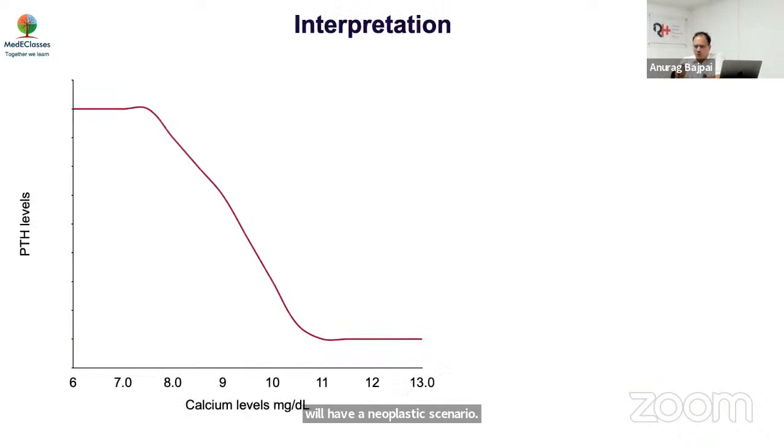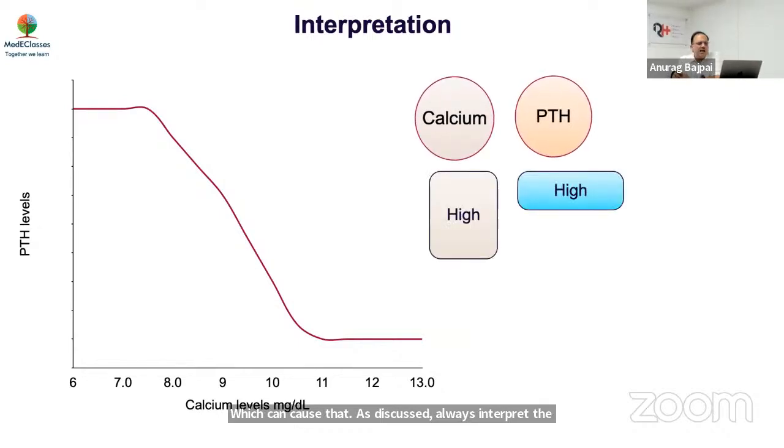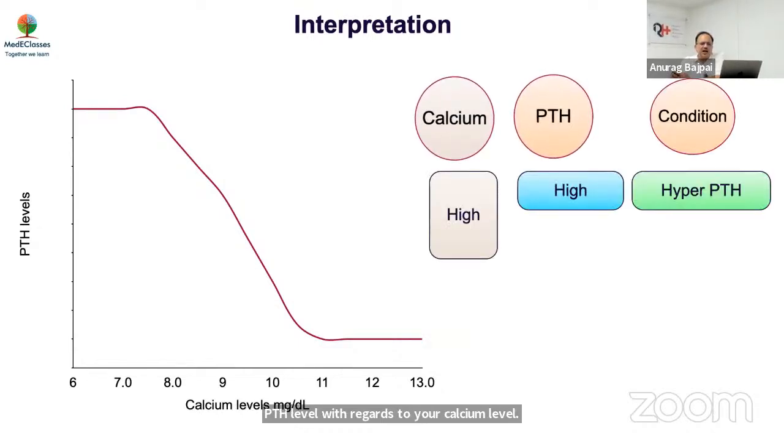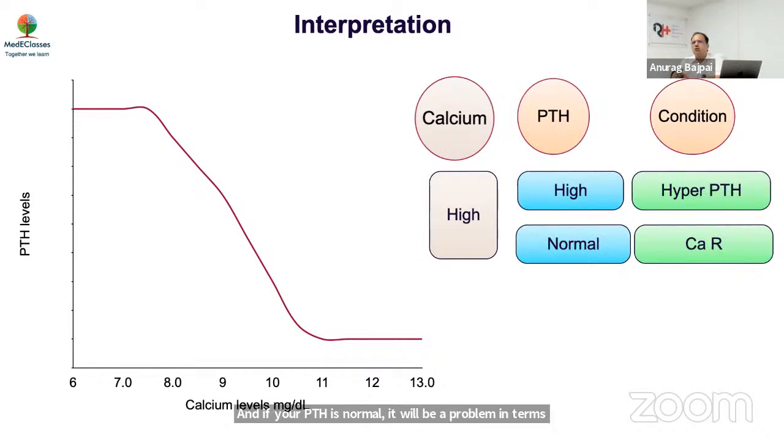As discussed, always interpret the PTH level with regards to your calcium level. If your calcium is high and your PTH is high, it is of course hyperparathyroidism. And if your PTH is normal, it will be a problem in terms of a calcium sensing receptor defect. So this is something important. The level of elevation of PTH is lower in a calcium sensing receptor defect as against the hyperparathyroidism.